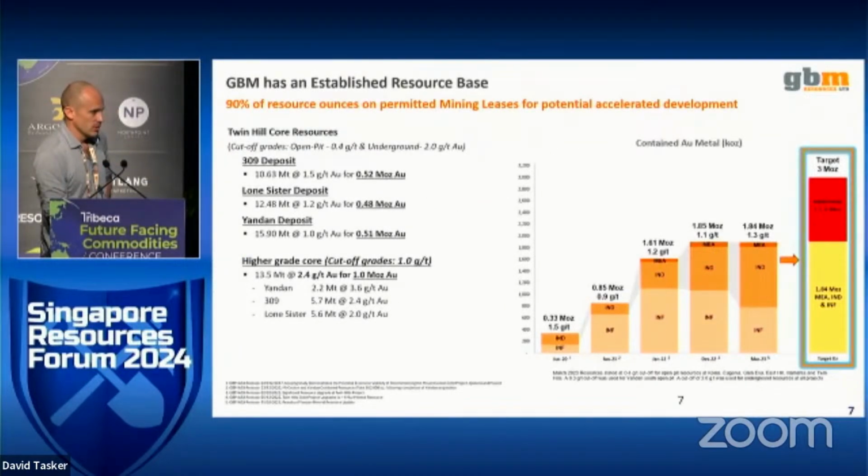As you can see, GBM's grown the resource base by around 500% in the past few years. This is based off pulling together historical work, drill holes, and really understanding the geology. The next aim for us is to get this to 3 million ounces as quickly as we can.